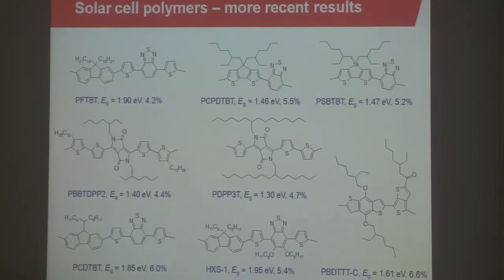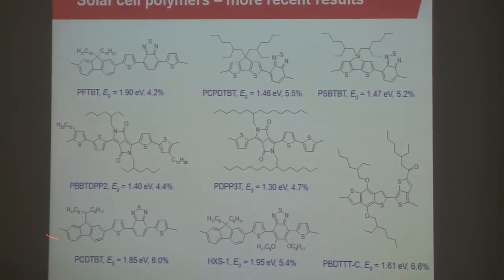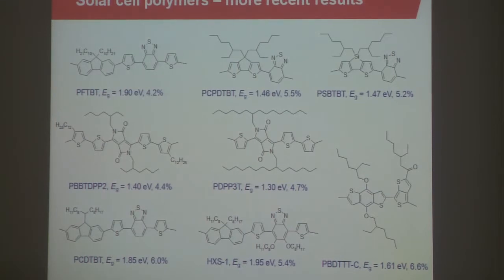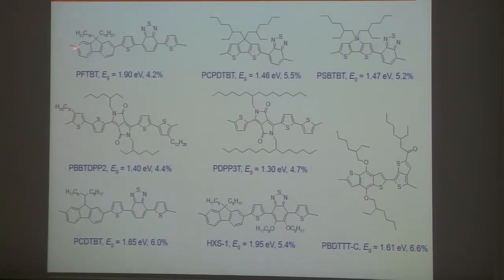And if you look into the literature, there are several recent results on all kinds of efficiencies. This is a bit of a personal view of what has happened in the last few years. Important materials were this one, made by Mats Andersson in Sweden. This material, made first by Konarka, also this is from Konarka, where they showed, this is a paper from Alan Heeger's group, where they showed 5.5% efficiency.